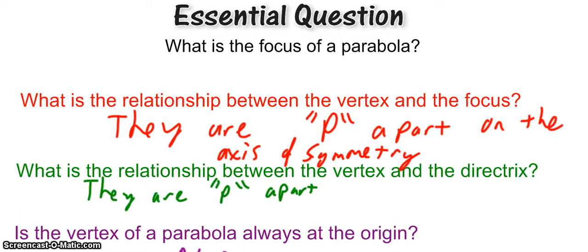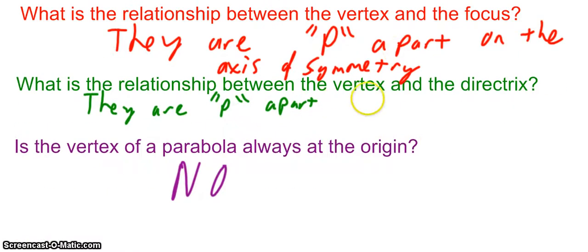Okay, so I said, and hopefully you said something along these lines, the relationship between the vertex and the focus is that they are p apart, and they are on the axis of symmetry. So they're both on the same axis of symmetry. The relationship between the vertex and the directrix, they are also p apart. I didn't say anything about the axis of symmetry. There is a relationship. Remember, the directrix is perpendicular to the axis of symmetry, but that's not totally relating to the vertex. I mean, it does, but so they're p apart.